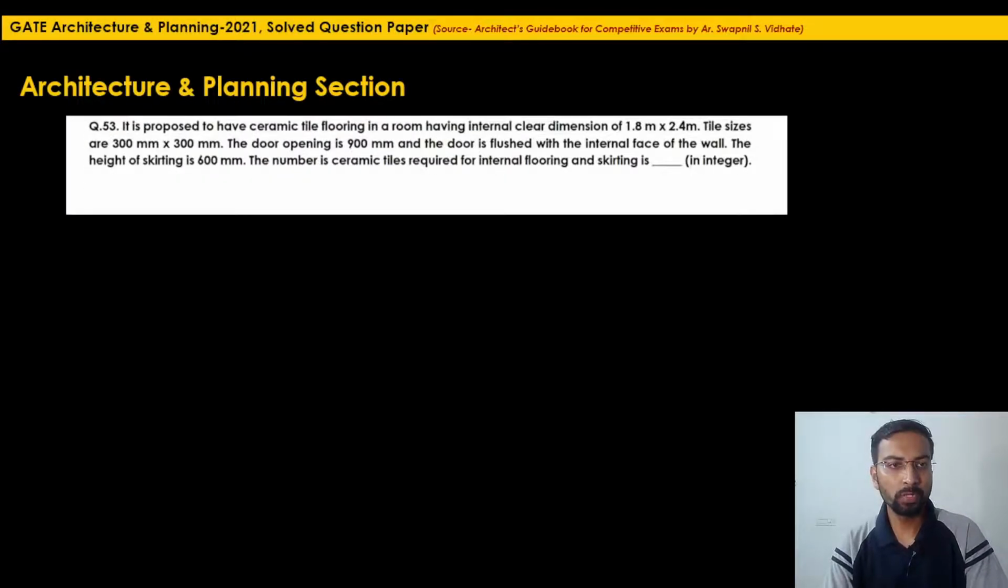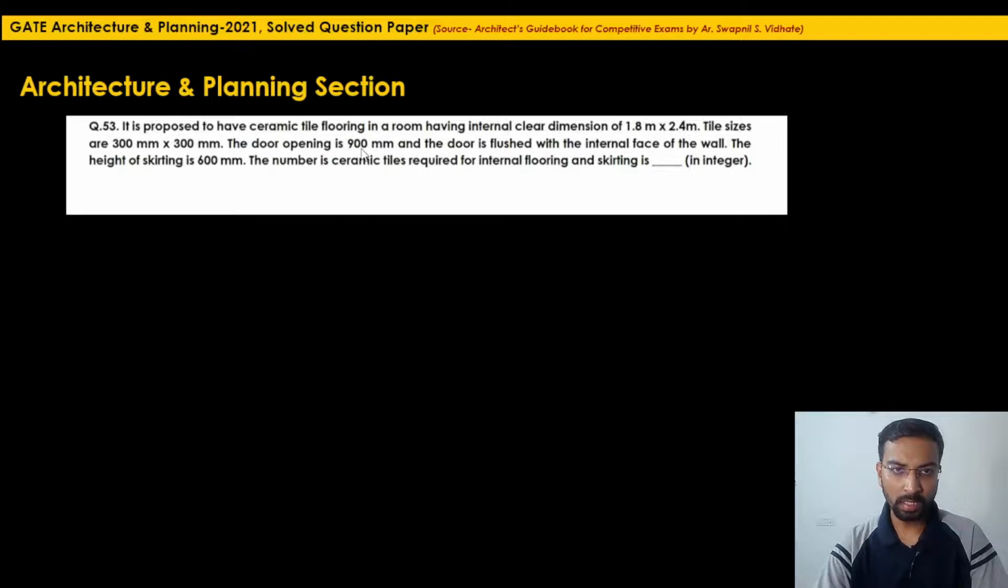Okay, next question 53. It is again very simple, just a simple calculation. It is proposed to have simple tile flooring in a room having an interior clear dimension of 1.8 meter by 2.4. Just draw a rectangle of 1.8 meter by 2.4 meter. Tile sizes are 300 mm by 300 mm. Again, see the units are different, so we have to convert the tile dimension into meter.